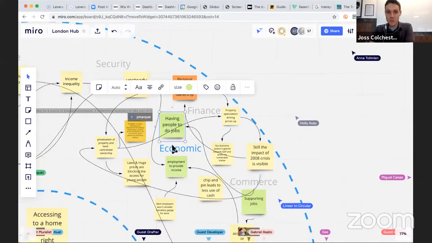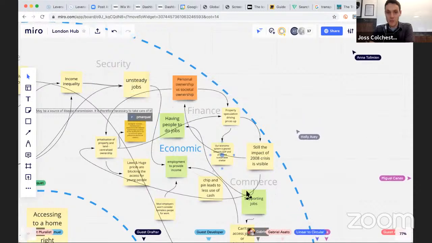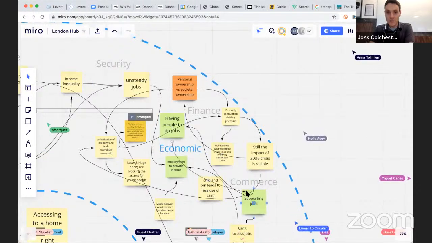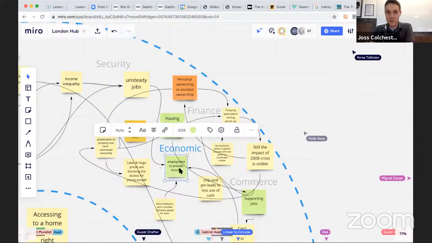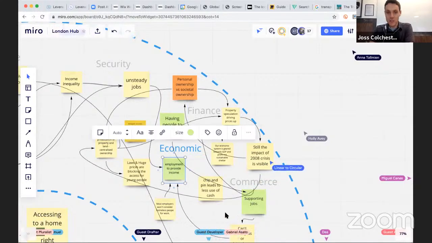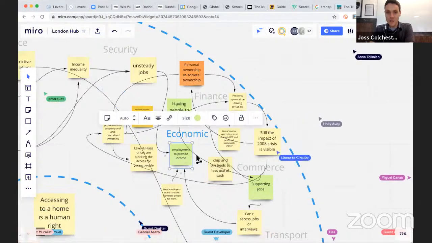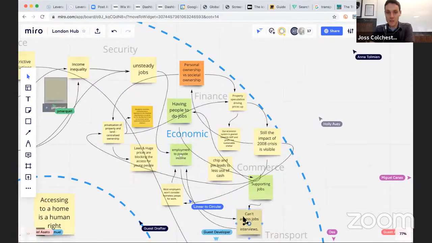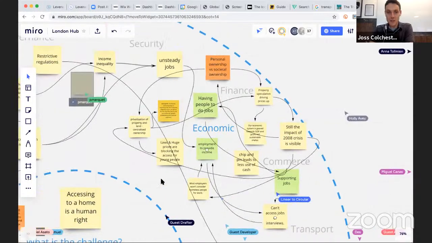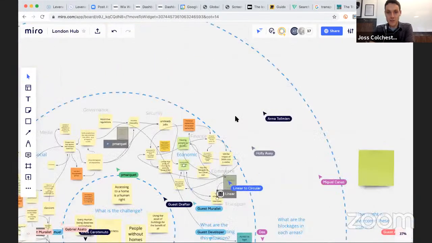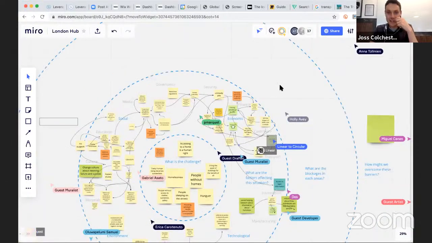Having people to do jobs. So there's a group there around employment. Yep, employment to provide income. Can't access jobs down here. Okay, great. You got some interesting stuff going there.